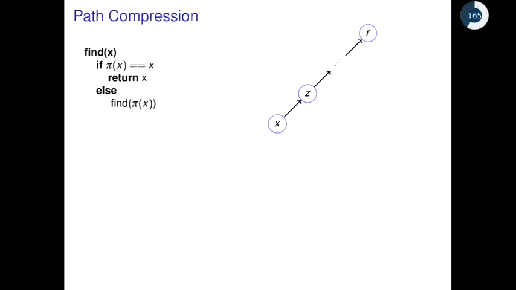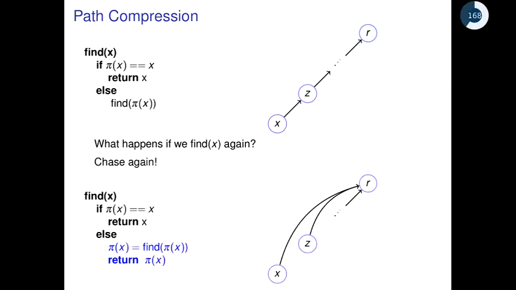What we're going to do is, this was the old find, and then we're going to point all of these guys to the root. The old find just went up that path, and the next time you do a find on x, it would do the whole thing again. This time, if you do a find on x the second time, you don't have to go through all these nodes again. So this is path compression.